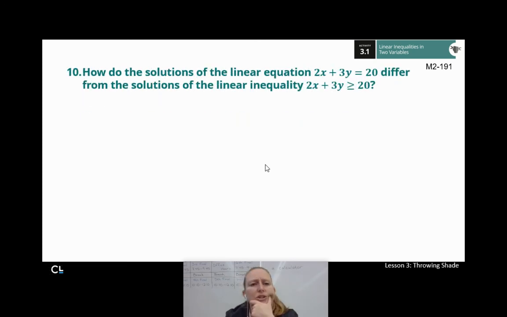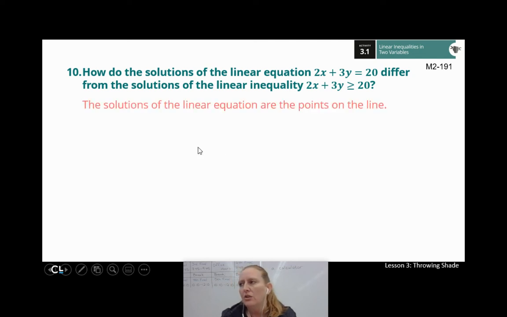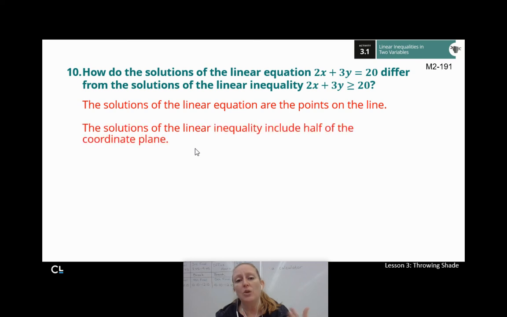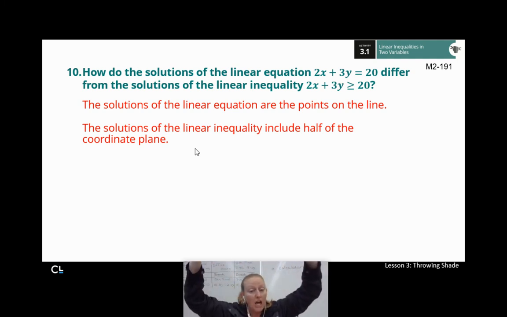So how do the solutions of the equation differ from the solutions of the inequality? Well, the solutions of the equation are on the line, right? Any point on the line is a solution to the equation. But the solutions to the inequality are half of the coordinate plane, right? It's the whole half of the coordinate plane up above that line.